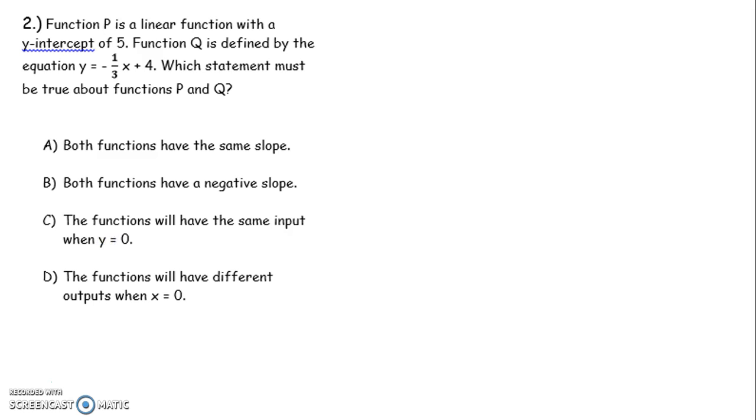All right, number 2. It says function P is a linear function with a y-intercept of 5. Function Q is defined by the equation y equals negative 1/3 x plus 4. Which statement must be true about functions P and Q?